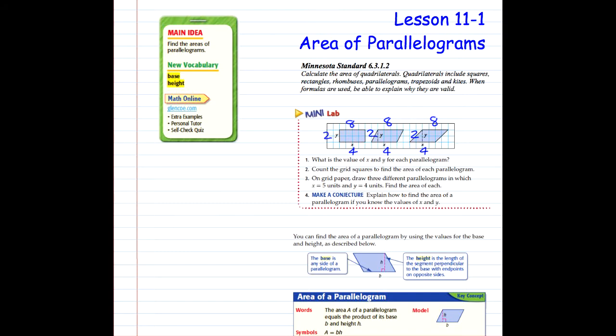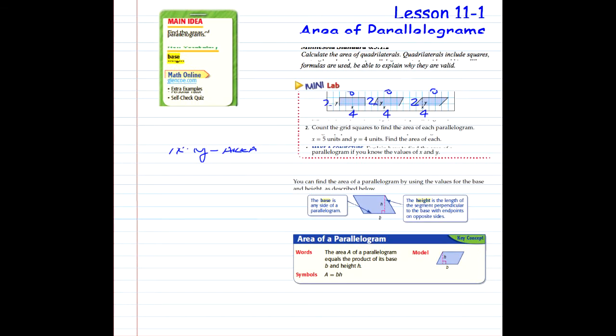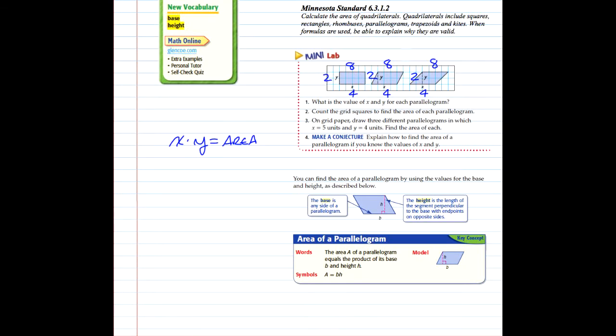Explain how to find the area of a parallelogram if you know the values of x and y. Well, it would appear that if you know x and y, you simply multiply them together and you get the area of the parallelogram. It says here you can find the area of a parallelogram by using the values for the base and height as described below. All they've done here is change the x to b for base and y to h for height.